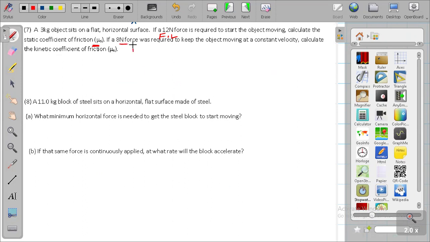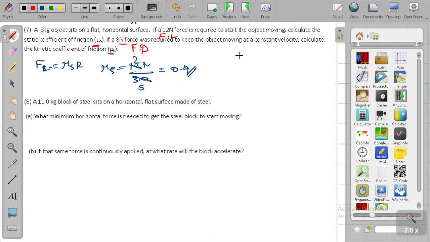If it is 8 Newton, this means FD, dynamic. Okay, that's fine. So you have to find out mu s. It's very easy. F limiting, static limiting, is equal to mu s and R. So mu s is equal to 12 Newton over 30, which is 0.4.